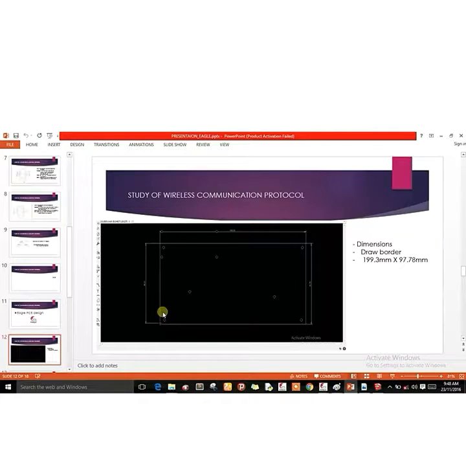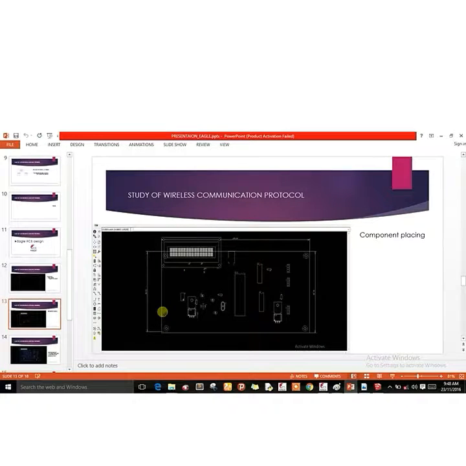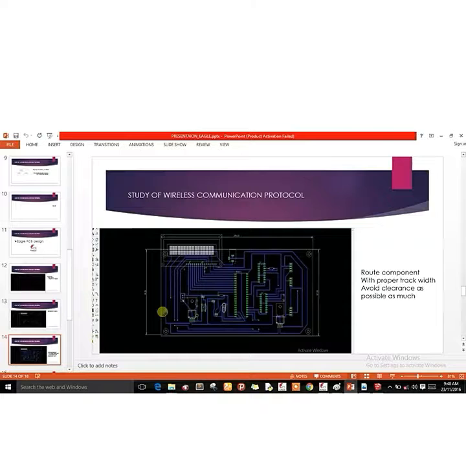Now place the components. Component placing is very important for routing. So place components at suitable places and then auto route or route manually. The route means a connection between components. So avoid clearance issues as much as possible. After routing, check DRC for clearance or dimension errors etc.